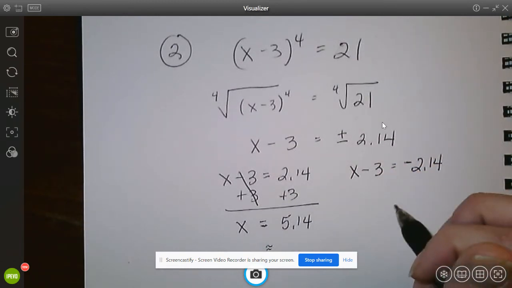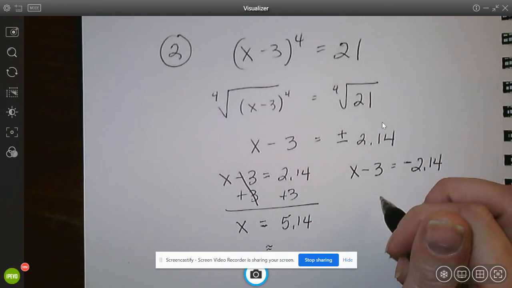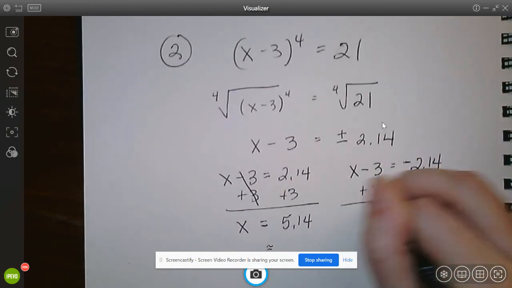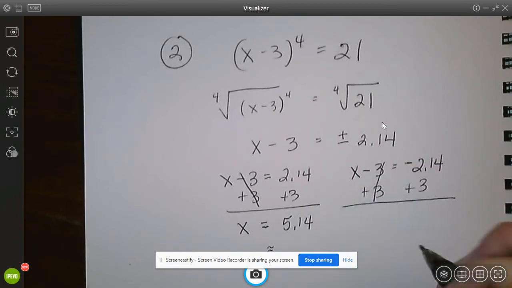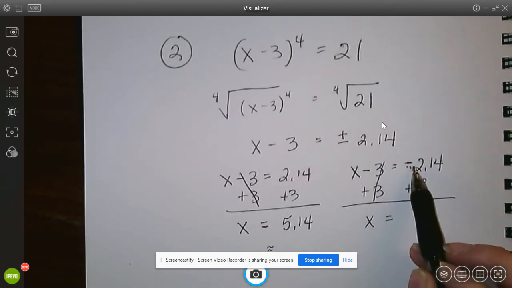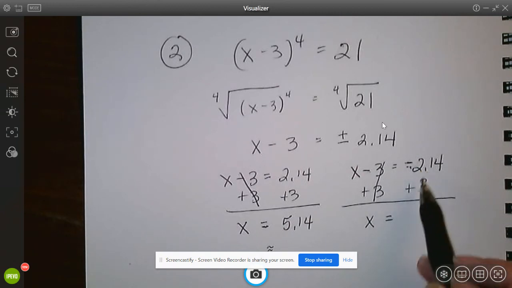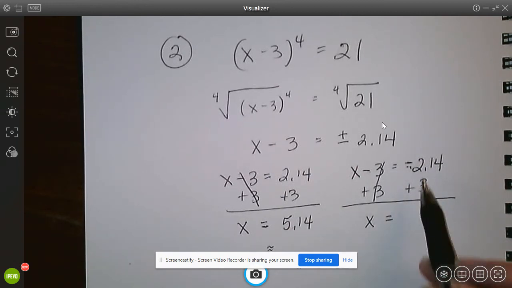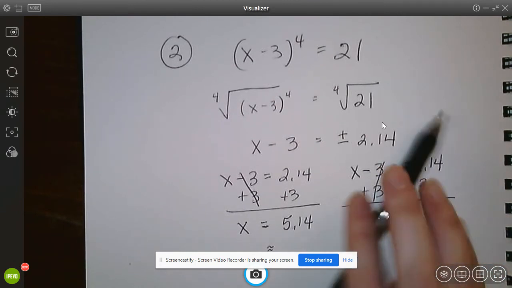Oh my goodness, I put minus on both of them. No, I did it right. I am going to add 3 to both sides still. Okay, so here's my x. Now, this one is where the negative is. This is where my negative is. So instead of having a positive here and then adding it, and I get 5.14 before, this time I have negative 2.14 plus 3.